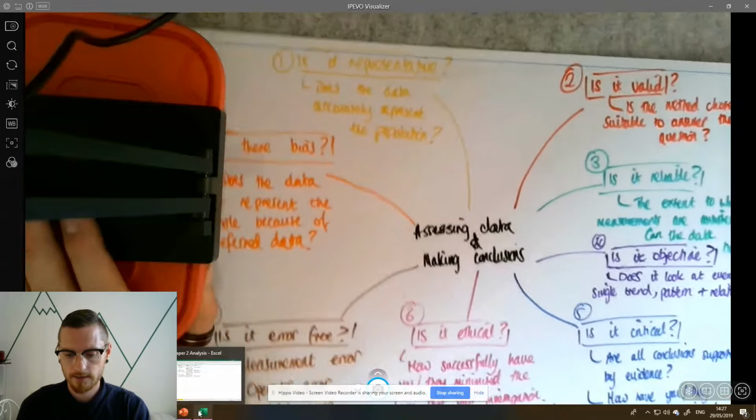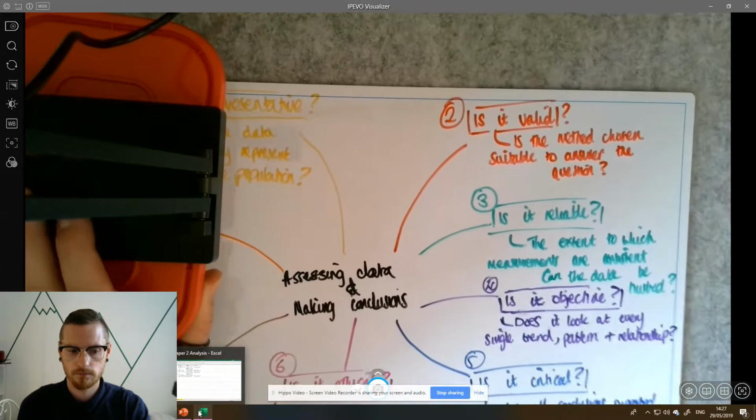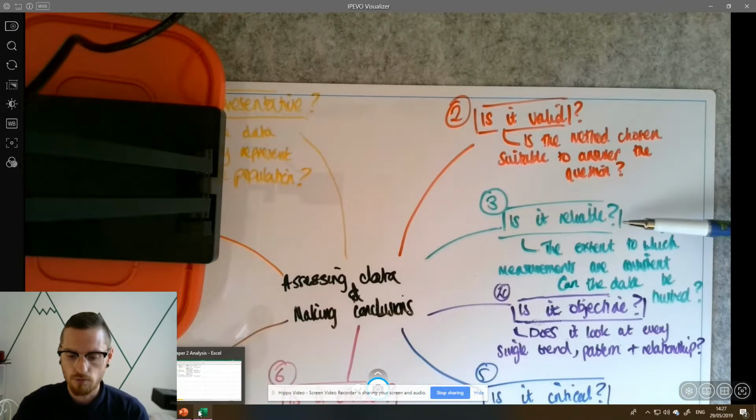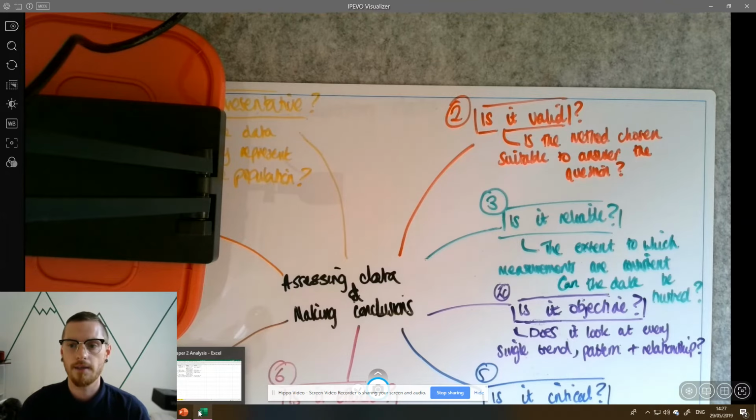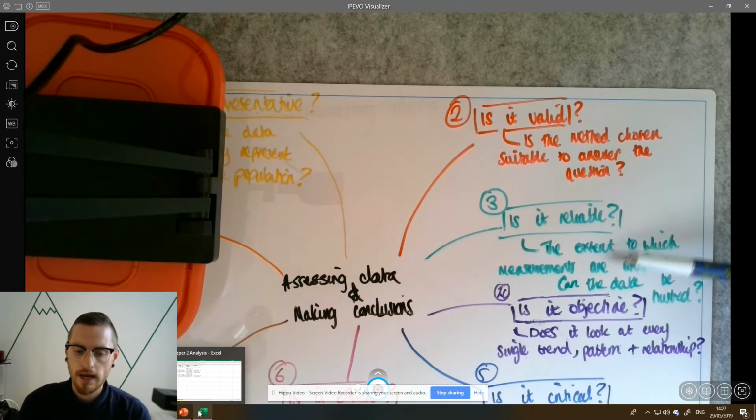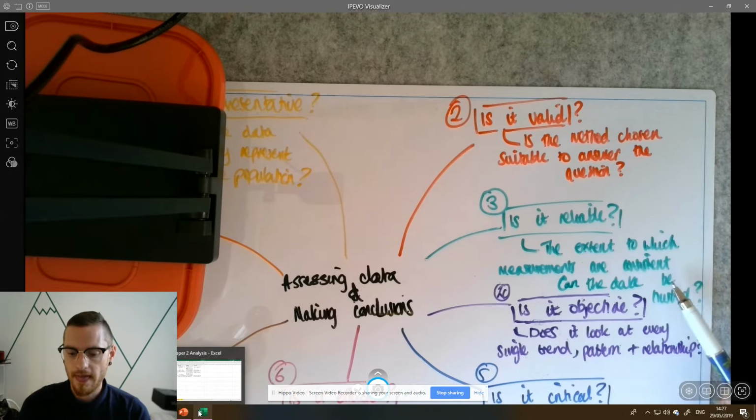think about whether it is reliable. And reliable means the extent to which measurements are consistent. What we mean by that is, how often did you do the measurements? Because if we continue to do the measurements, or did more of them, did them over more time, they should be reliable if they're giving the same results, and therefore the data can be trusted.